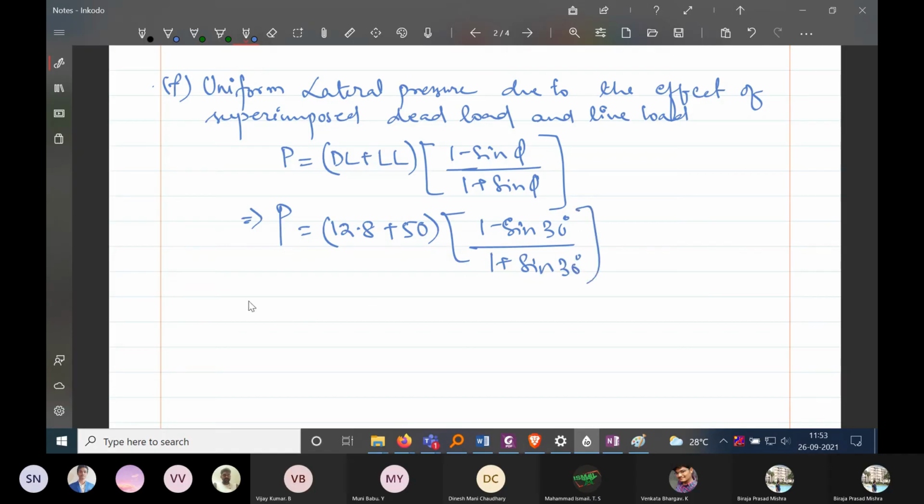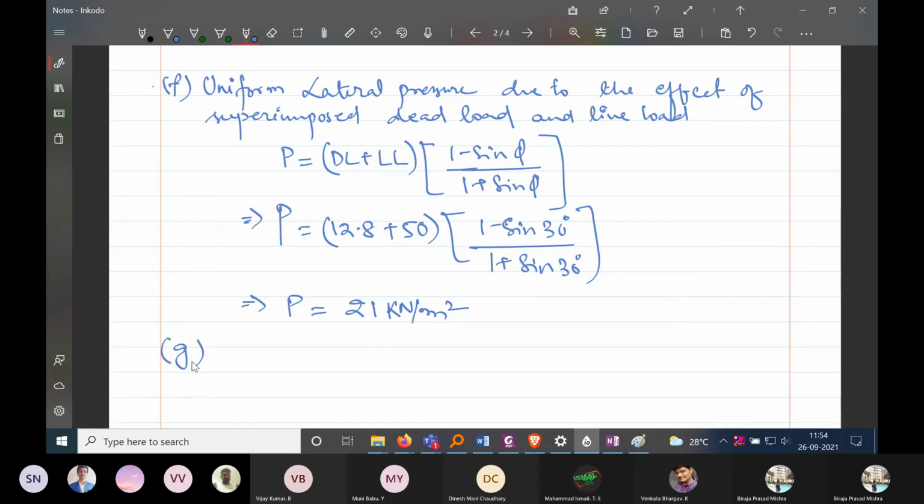Okay, so now I can see that P equals 21 kilonewton per meter square. Okay, that is P.